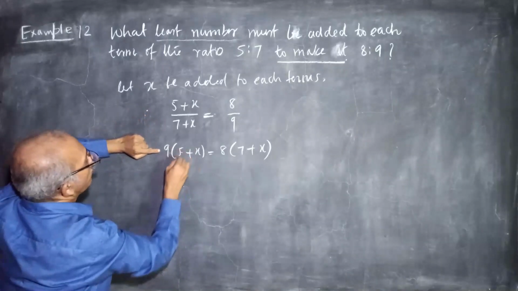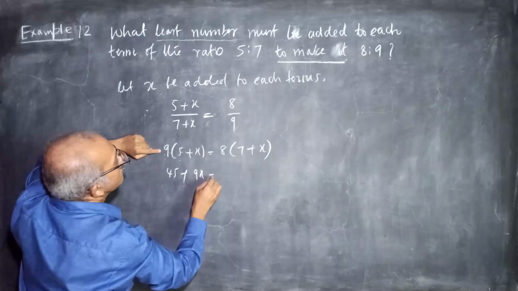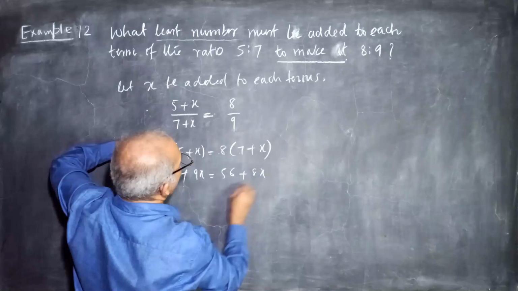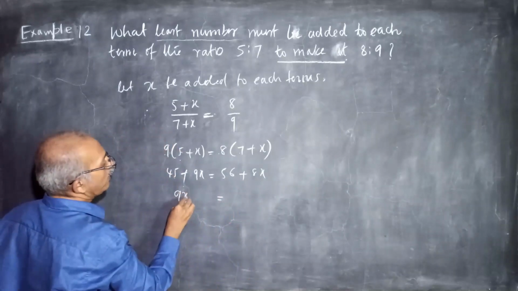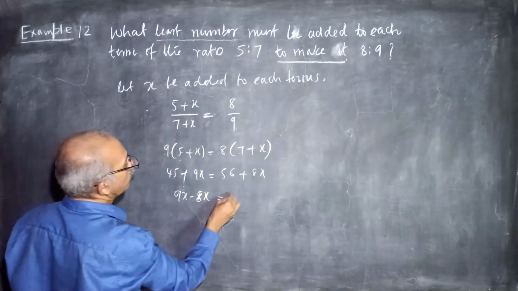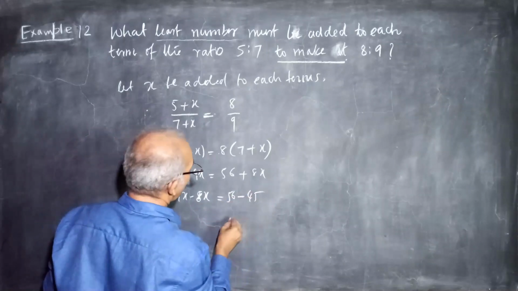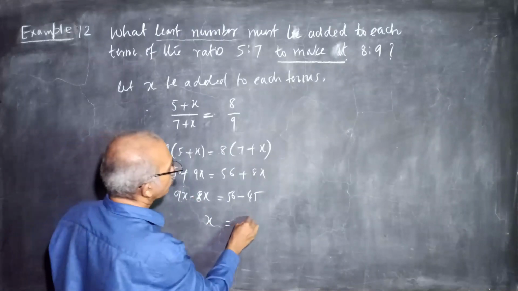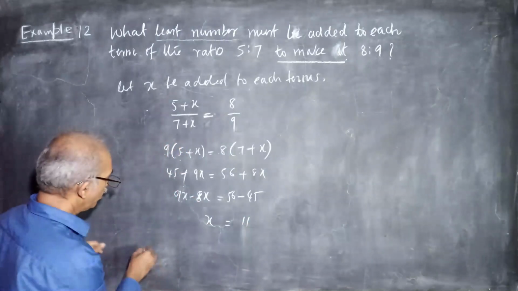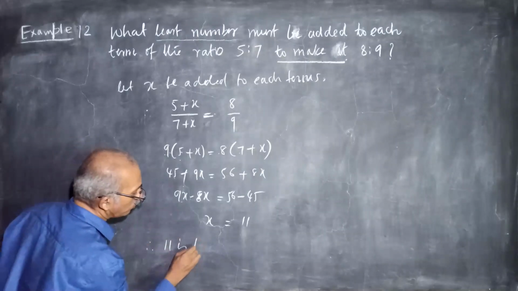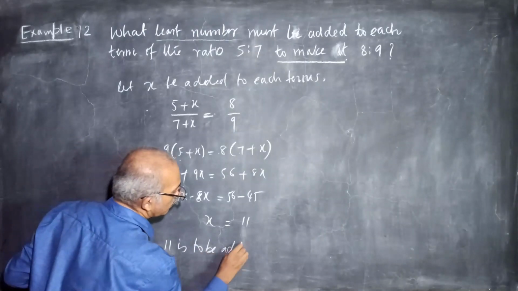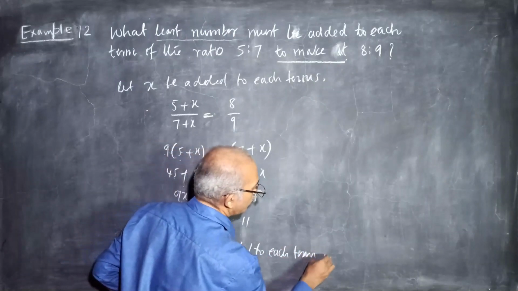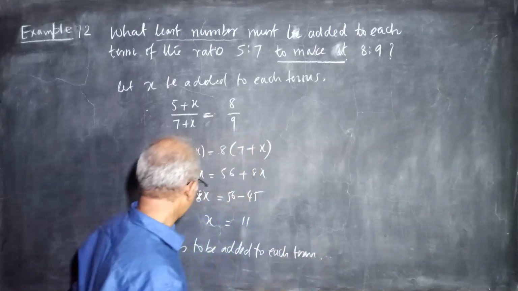9 into 5, 45, plus 9 into x, 9x, is equal to 56 plus 8x. This is equal to 9x minus 8x, 56 minus 45. So that is 9x minus 8x is x. So here you will get 11. So therefore 11 is to be added to each term. This is the answer.